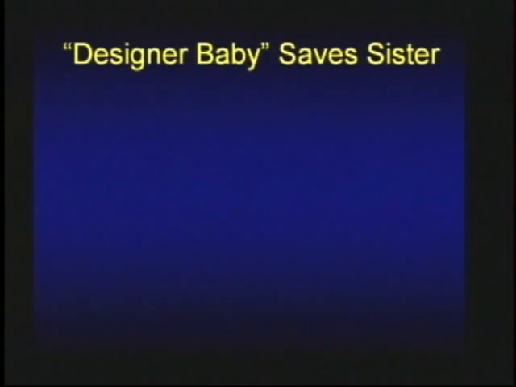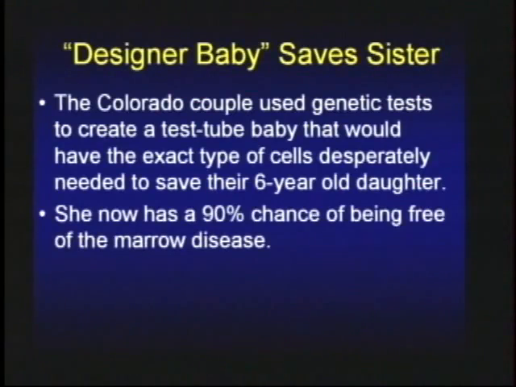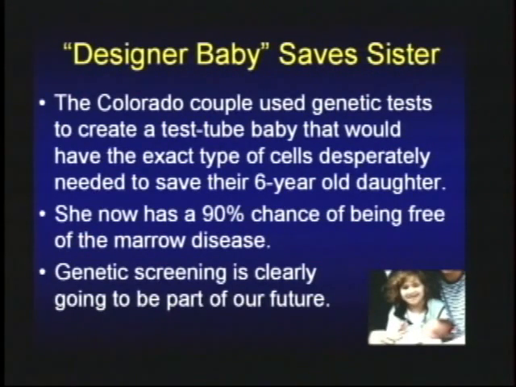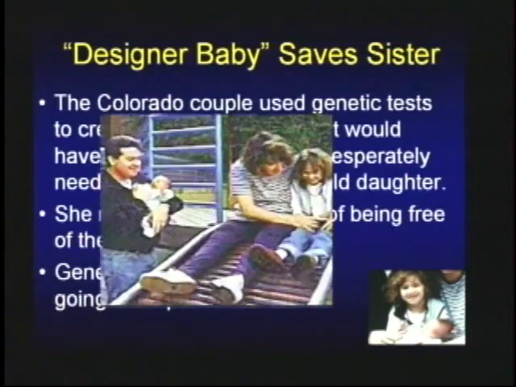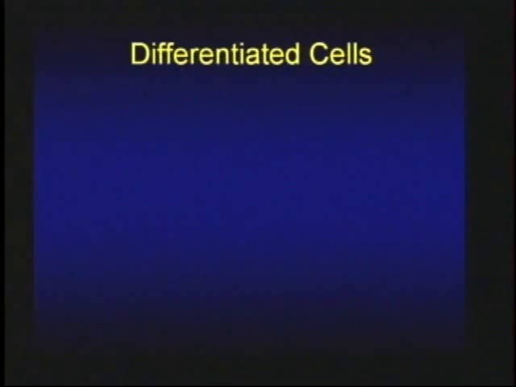This designer baby saved the sister. The Colorado couple used genetic tests to create a test tube baby that would have the exact type of cells desperately needed to save their 6-year-old daughter. She now has a 90% chance of being free from the marrow disease. Genetic screening is clearly going to be part of our society, our culture. And that little girl is healthy today. Her baby brother whose umbilical cord was used is also doing fine, so the family's doing fine. So this is real life stuff, and it's going to be more and more.